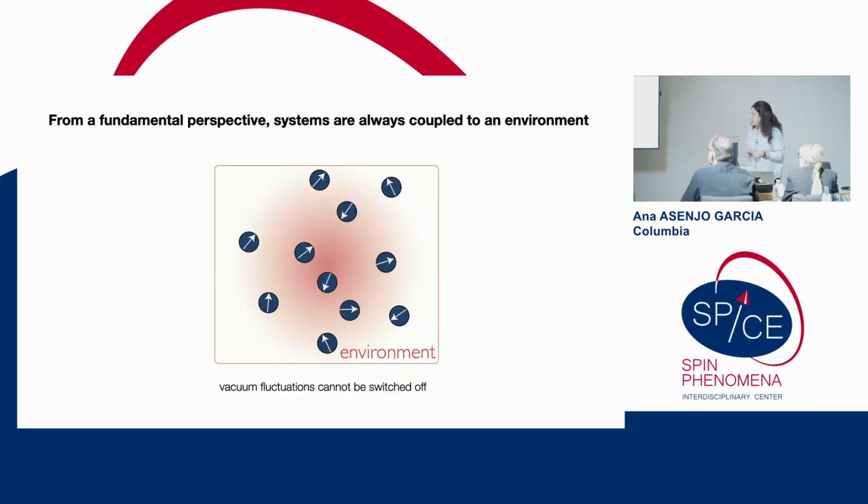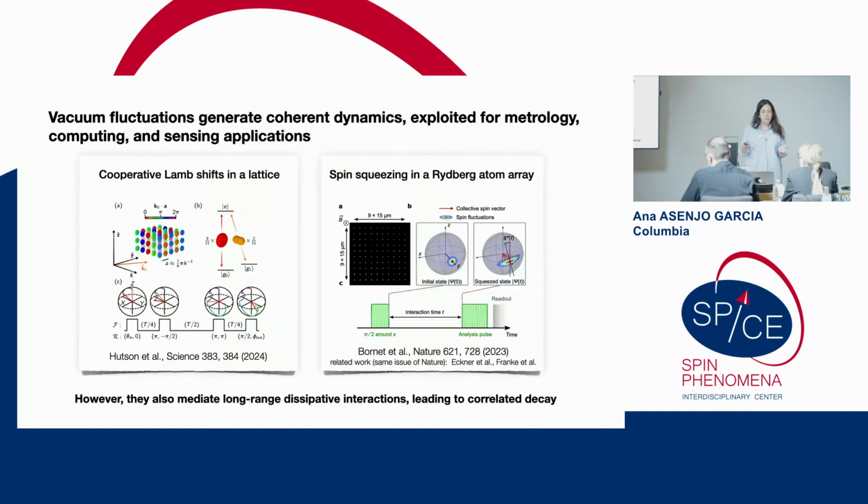That's perhaps not shocking, in the sense that any quantum system is naturally connected to an environment. And this means that in this environment, there are going to be vacuum fluctuations, and these vacuum fluctuations cannot be switched off. That's kind of good, because vacuum fluctuations generate coherent dynamics between particles, and these coherent dynamics can be exploited for quantum computing, for metrology, and for sensing. So I wanted to highlight a couple of recent papers.